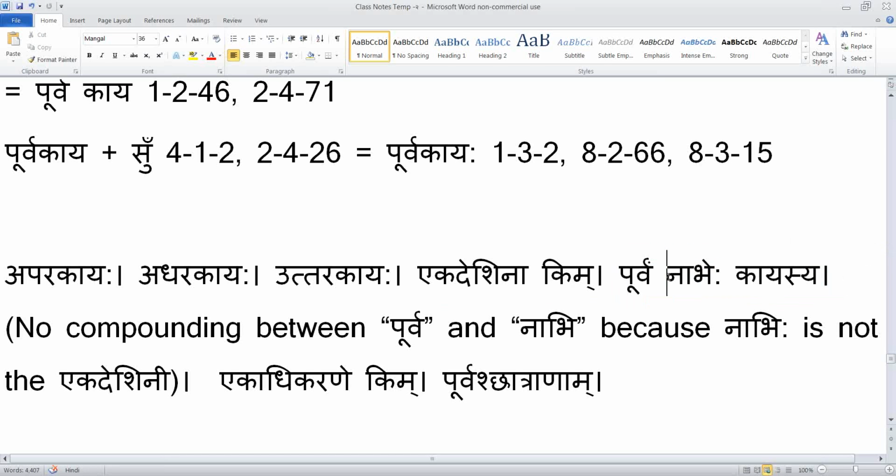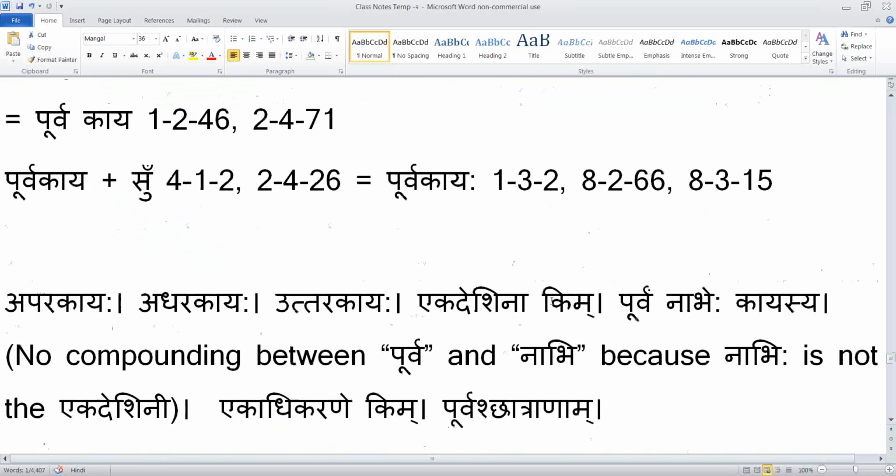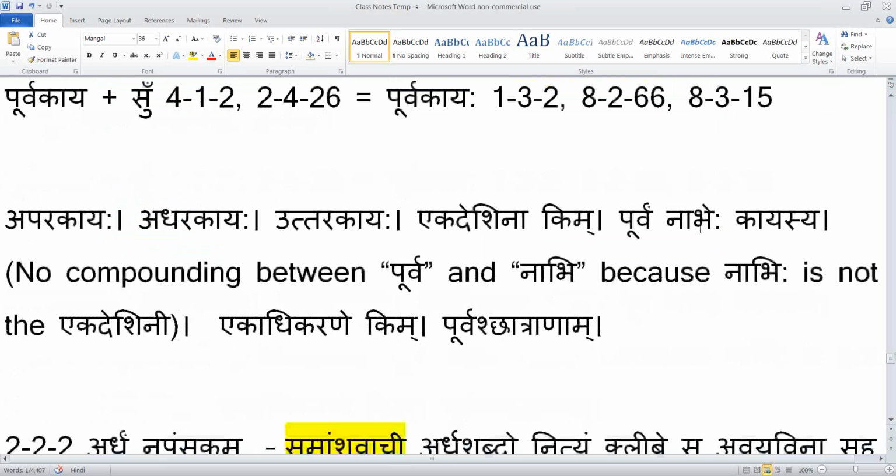Now, can we compound nabhi with puram? Because puram is there, what is the condition in the sutram? Because puram is there, we have that, right? And ekadhikarane also is there. So this is there, but this one is not satisfied: avayavina, ekadeshina. This nabhi is not the ekadeshin. The nabhi doesn't have the parts to it. It is only the avadhi, the limit from which the earlier part is mentioned, is measured.